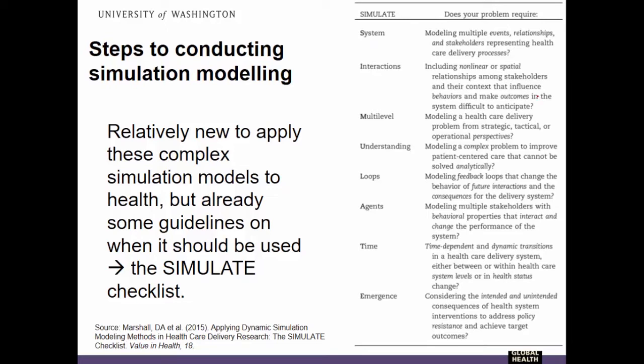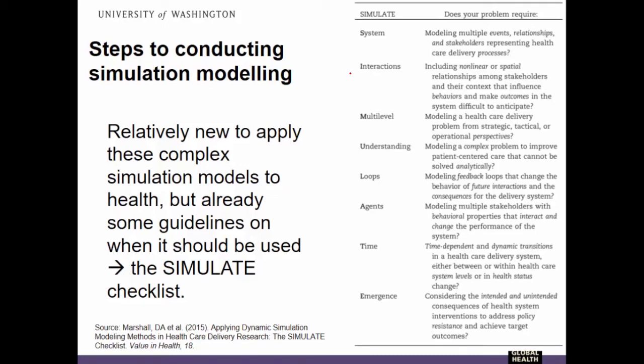So I'll just go through a few of these, and you can read through the rest if you want in more detail. But for example, the system, are you modeling multiple events, relationships, and stakeholders representing healthcare delivery processes? Are you including nonlinear and spatial relationships among stakeholders? And do their behaviors make the system difficult to anticipate? So you need to create a simulation model when you can't just write down a mathematical equation to solve your answer. You have many different doctors who are interacting with many different patients in different ways.